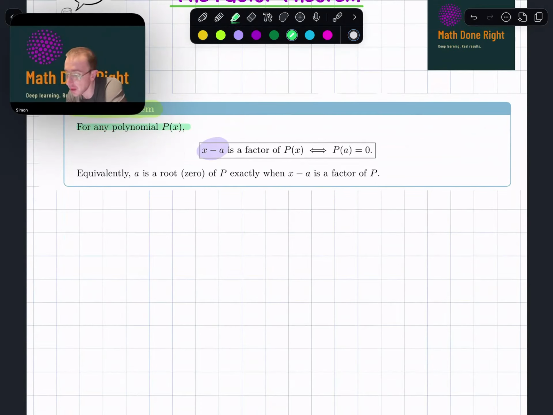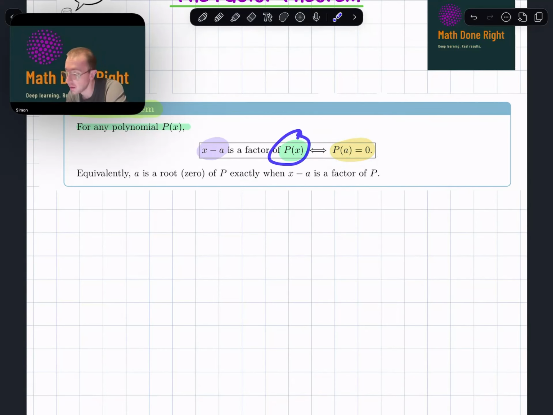It tells us that for any polynomial p of x, x minus a is a factor of p of x if and only if p of a is equal to 0. So if p of a is equal to 0, x minus a is a factor. That's the really significant direction of this biconditional, as we say. The other one is pretty straightforward, right? If it has a factor of x minus a, you plug in a, and the whole thing is equal to 0, so p of a will be 0. But the meat of this one is that if p of a is equal to 0, then x minus a will be a factor of p of x.